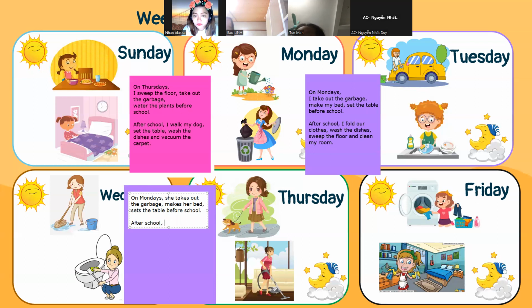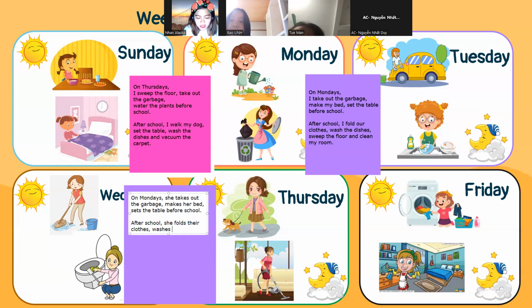After school, she folds our clothes. Is it "our"? Do you belong in there? It's "their". She folds their clothes, because we are referring to Baoling's family, right? We are not included. It's them. So after school, she folds their clothes. She washes the dishes.